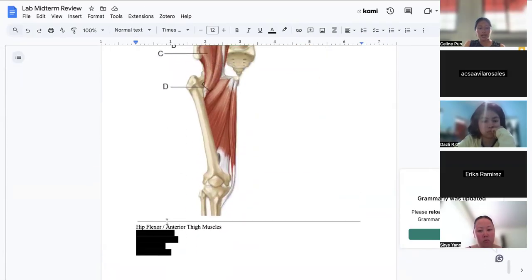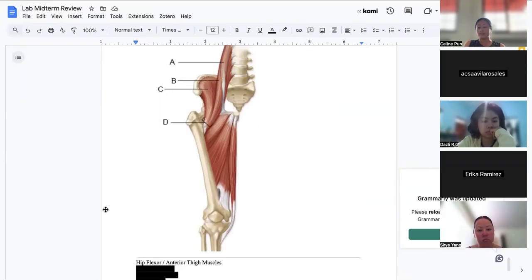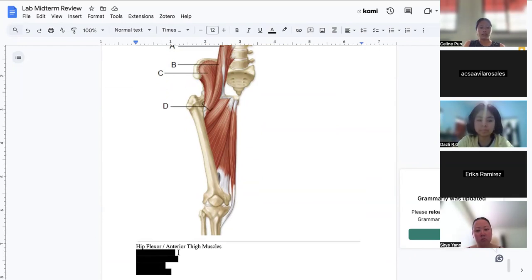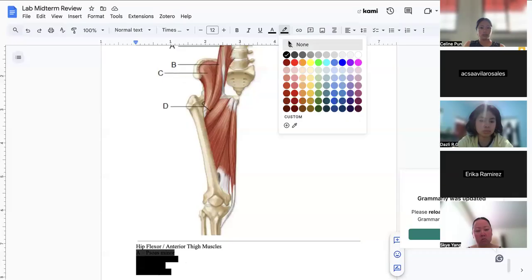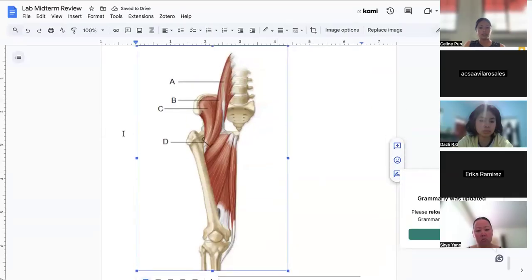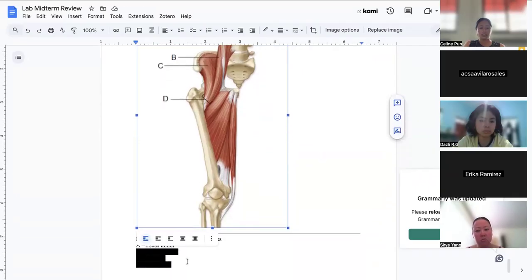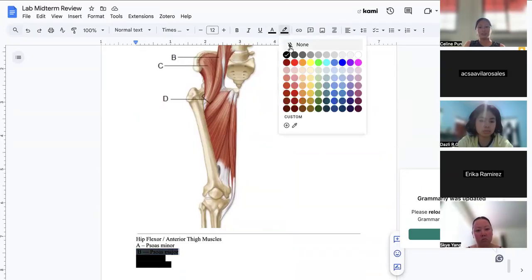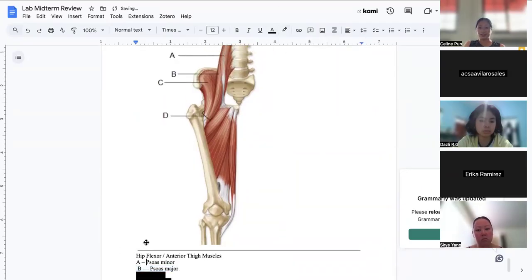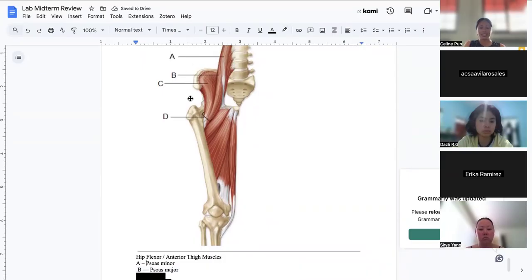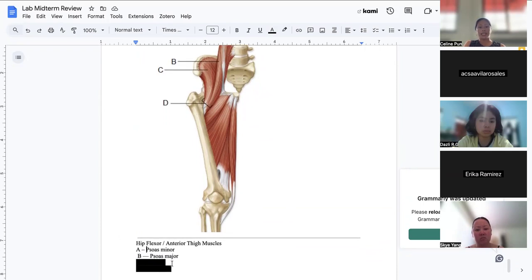Okay, and last but not least, our hip flexor muscles. What is A? Your psoas minor. And then what is B? Your psoas major. I like it when they have two muscles that have the same name, but they're minor and major. That helps me remember it. C is by your iliac crest. You can actually palpate your crest, your hip bone, and the muscle is directly connected to it.